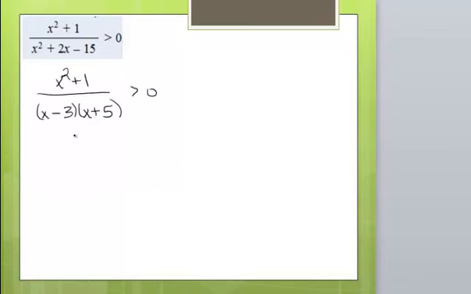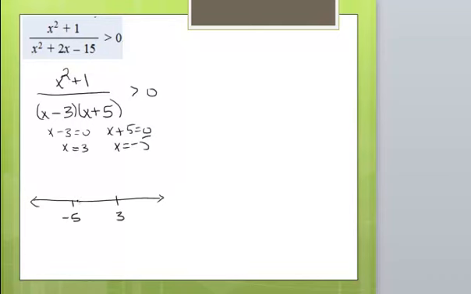Now what I like to do is create some test points. Those test points are whatever makes each the numerator and the denominator equal to 0. So here we have x minus 3 equals 0, which means x equals 3. Here we have x plus 5 equals 0, which means x equals negative 5. So what I want to do is put each of those on a number line.